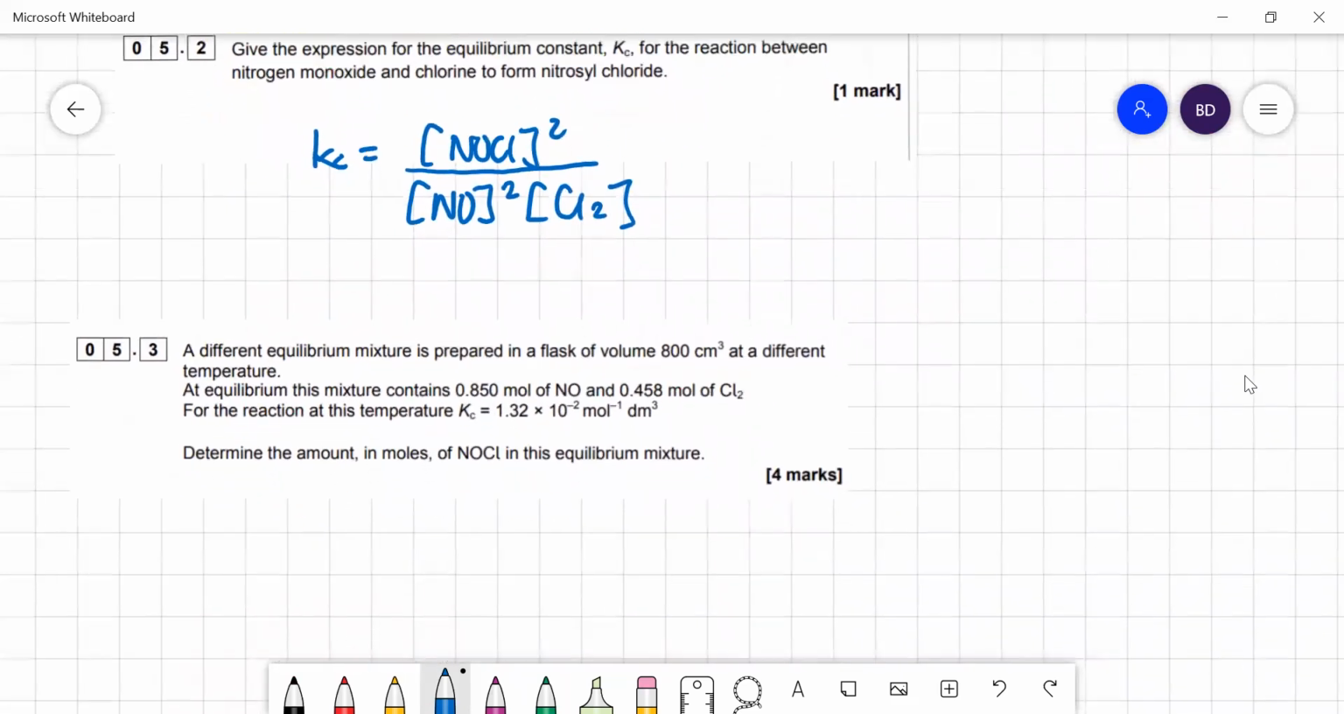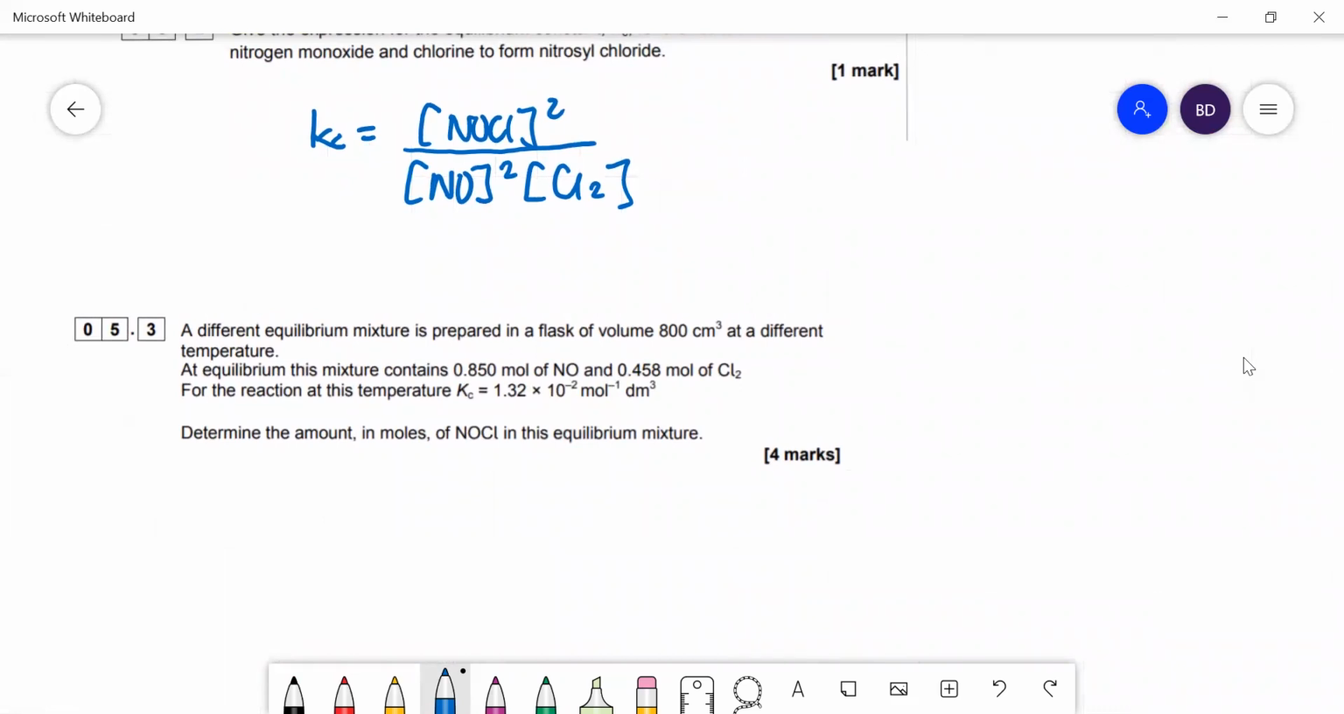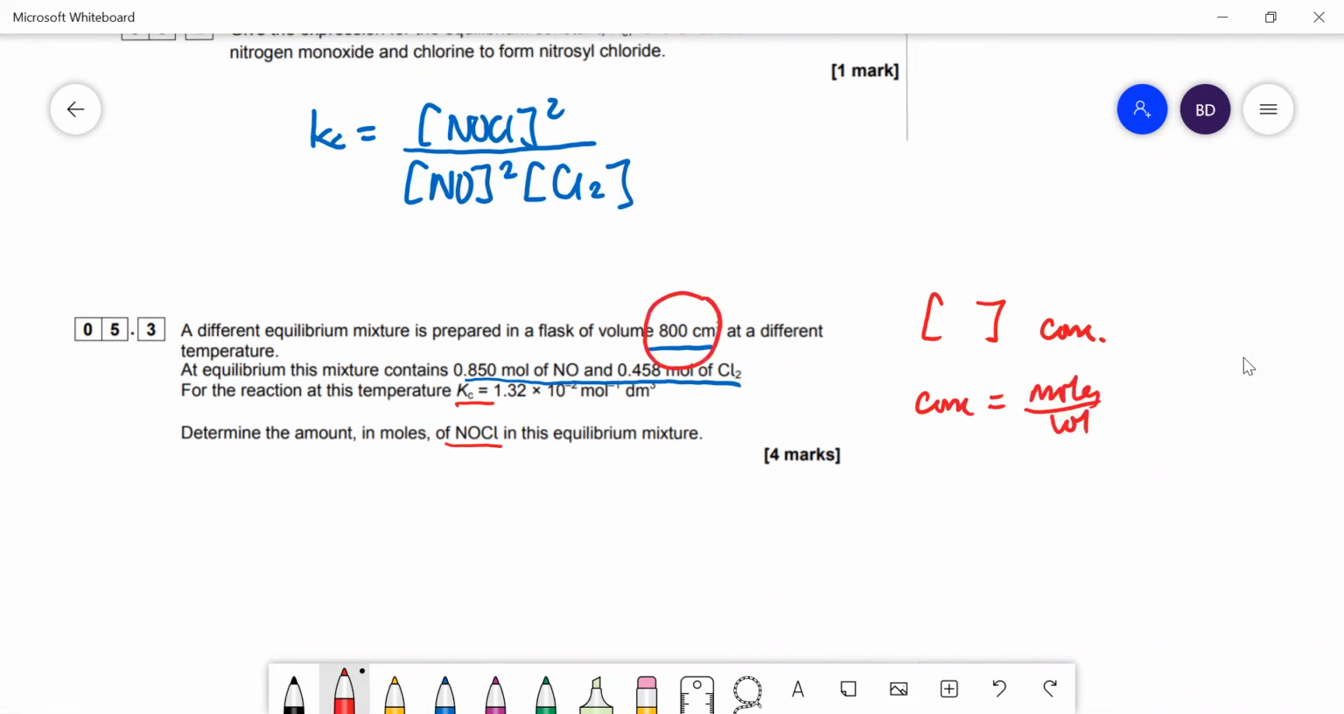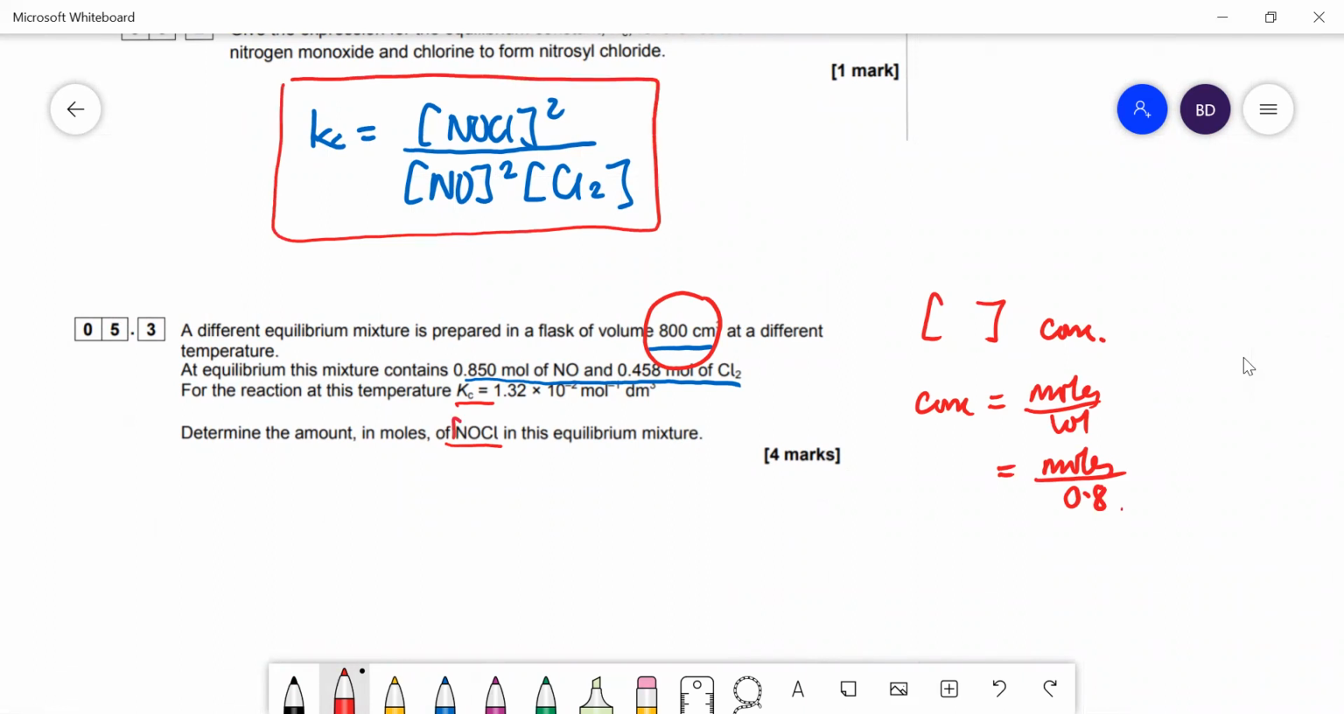Okay, 5.3. Now, a different mixture. This is in case you get the other bit wrong. It is prepared in a flask of volume 800 centimeters cubed, and they give us the number of moles of NO and chlorine, and they give us Kc as well, and we've got to work out the number of moles of NOCl. It's 4 marks, and the main way people make mistakes here is they forget that these square brackets mean the concentration. They don't mean the number of moles, and of course concentration is equal to the moles over the volume. The volume they give us is 800 centimeters cubed, so that's going to be 0.8 dm cubed, isn't it? So all we have to do is put our numbers into this Kc expression, and we should be able to find out the number of moles of NOCl.